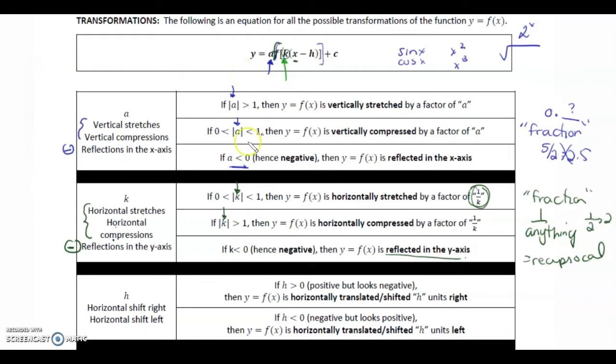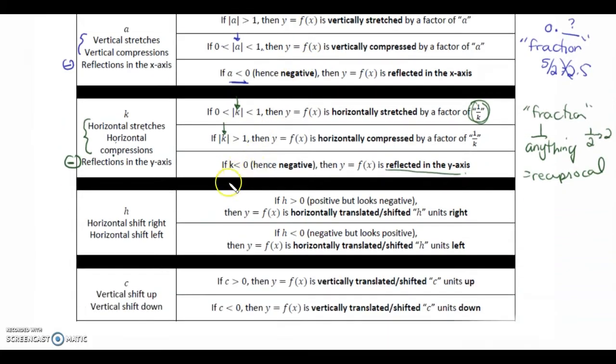Okay, the next one, h. So I want to highlight this. There is a built-in negative sign here. So whatever the h looks like, it's actually opposite. So let's talk about h. What's going on with h? If we have a number, like x minus or x plus, this number in brackets, this h value is going to horizontally shift left or right.